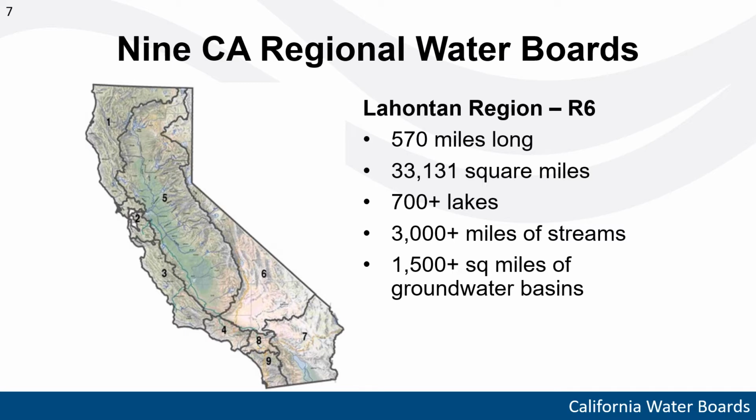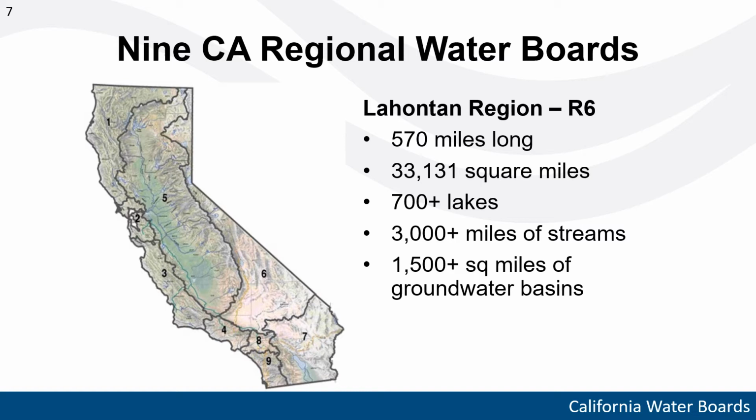There are 9 regional water boards in California. The Lahontan region is also known as Region 6, and this region covers the majority of eastern California from the Modoc Plateau at the Oregon border in the north to the Mojave Desert in the south. The Lahontan region is the second largest region after the Central Valley region, and it encompasses 33,000 square miles, or about a quarter of the state. The region is 570 miles long, and we are lucky to have more than 700 lakes and more than 3,000 miles of stream.